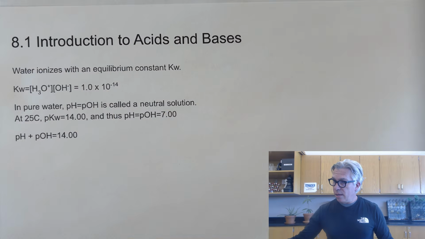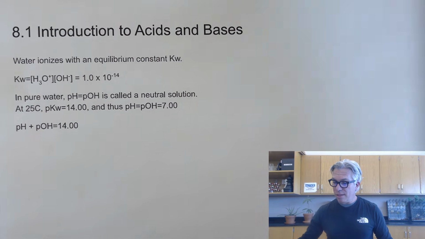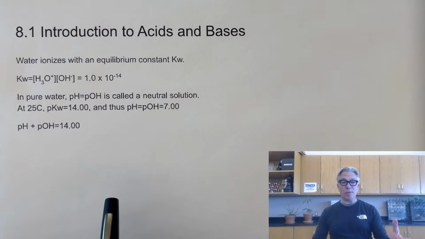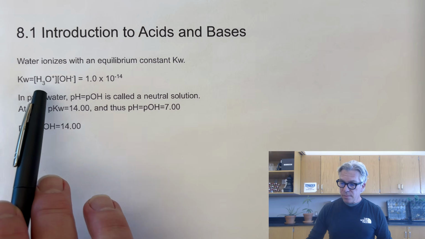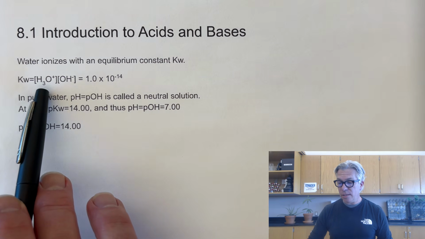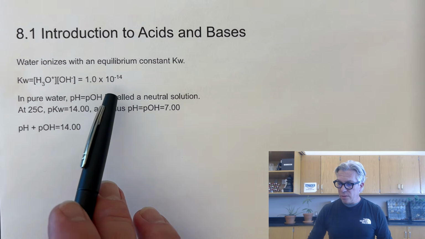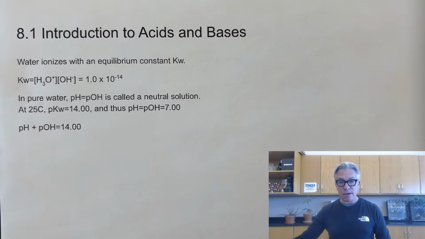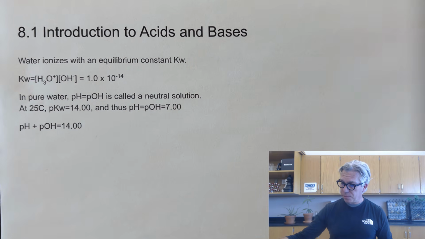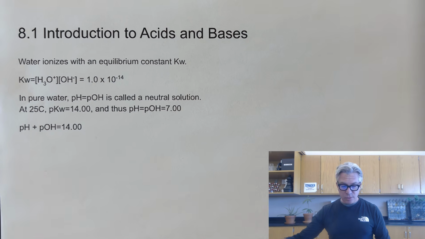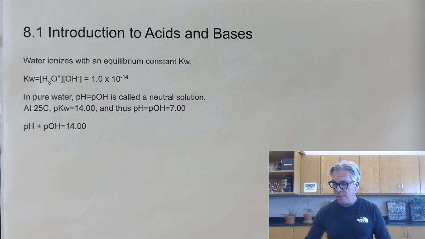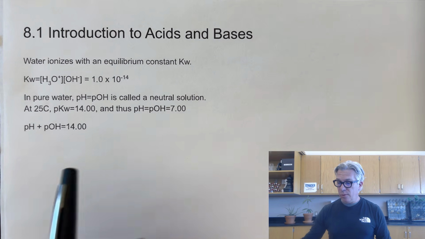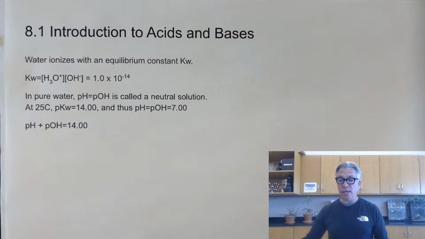Let's talk about water and how amazing it is. Water ionizes with an equilibrium constant Kw. It's so special, it gets its own value. Kw is equal to the H3O+ concentration times the OH- concentration. And that's equal to 1 times 10 to the minus 14th at 25 degrees Celsius. More on that in a minute. In pure water, the pH equals the pOH and is called a neutral solution. And since pH and pOH are both 7, they add up to 14, and that is one of our relationships. The pH plus the pOH is equal to 14.